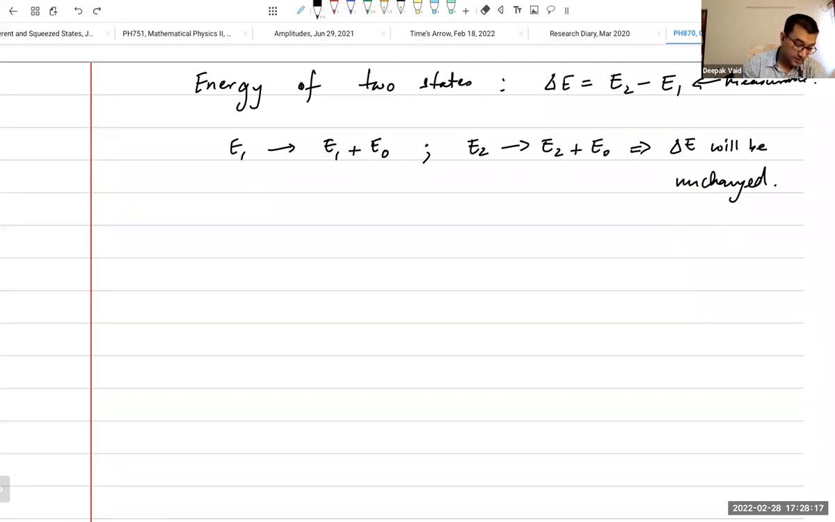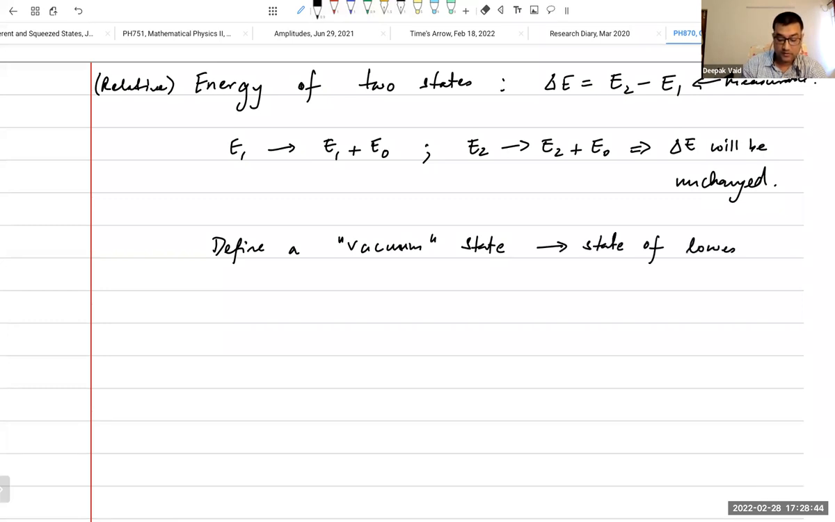So similarly, when we are talking about some physical system, how do we refer to the energy? Well, we define what we call a vacuum state, which is the state of lowest energy. We are assuming that there is such a state. If there is no state which has lowest energy, then our system is unstable, and then we have to deal with it another way. But in most systems that we know, we can always define such a state of lowest energy. And then we define the energy of any state with respect to this vacuum state.